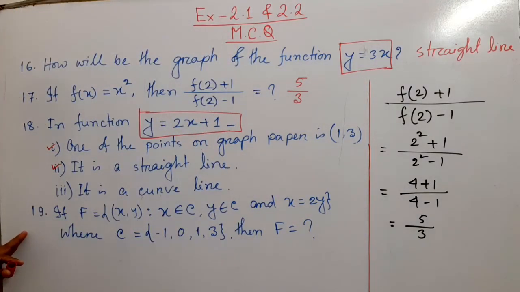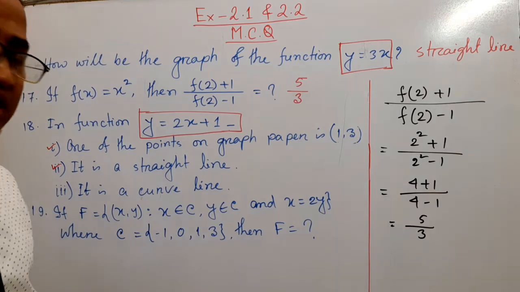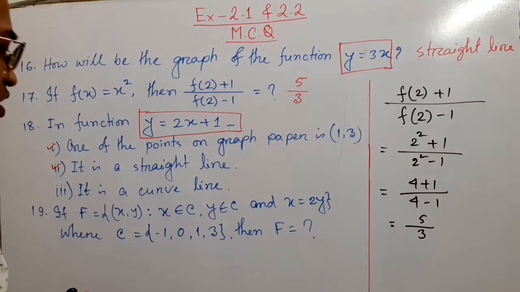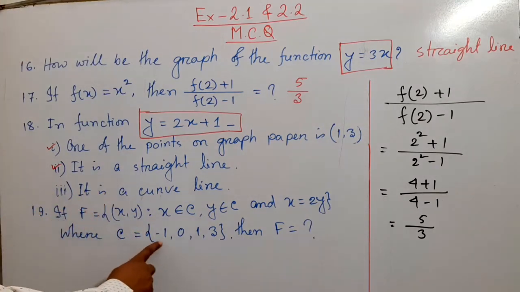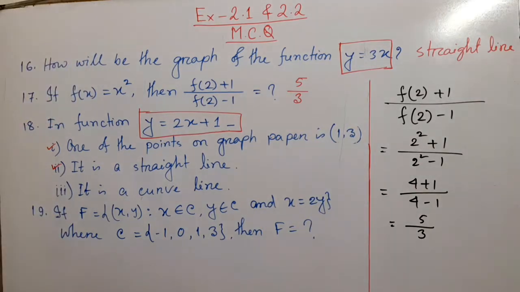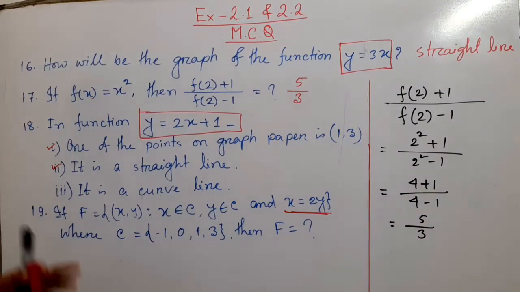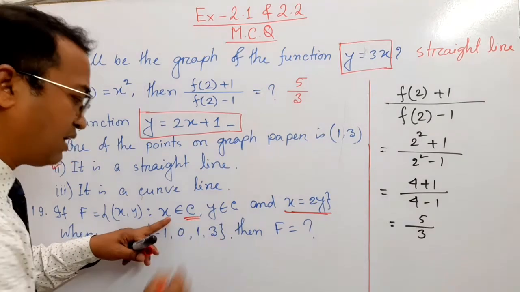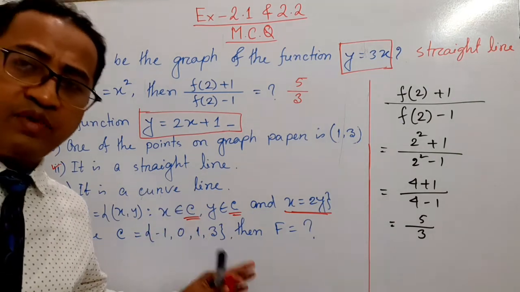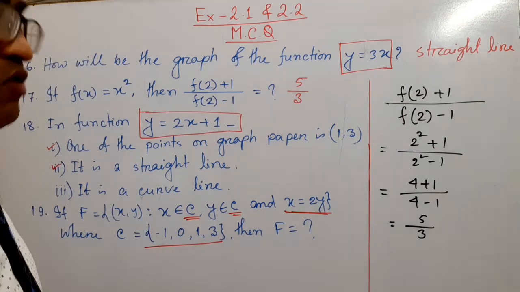Now the last question, 19 number question. If f is equal to {(x, y)} such that x in C, y in C and x is equal to 2y. This is a function, where C is equal to {-1, 0, 1, 3}, then we will find out that function. Look, what is the condition here? The condition is x is equal to 2y, and x comes from C, y also comes from C. X is an element of C and y is also an element of C, where C is {-1, 0, 1, 3}. So we will find out the function.